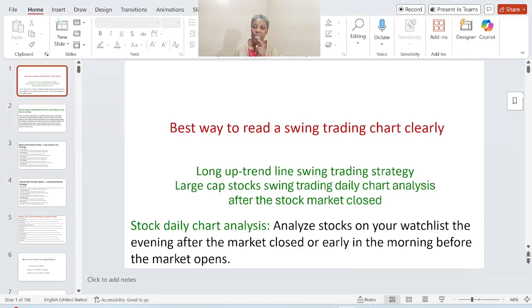So this is, in my opinion, and based on the way I trade, my best way to read a swing trading chart clearly. And it's all about trying and keep improving it. And I like to swing trade the same stock over and over and over so that I can familiarize myself with their chart patterns. And I like to read those charts in connection to the swing trading strategy I'm going to use to trade it or to trade them.